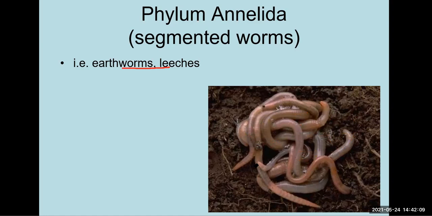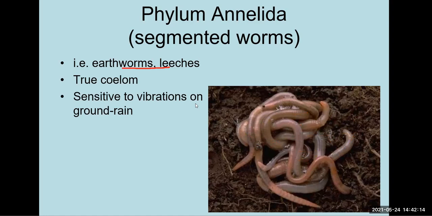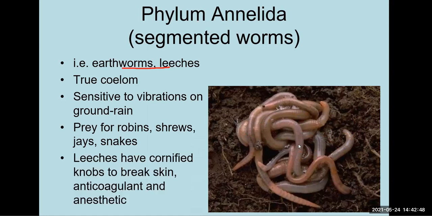What are their characteristics? Let's talk about them. They're very sensitive to vibrations. They can hear the sound vibrations on the ground or rain. They're very sensitive. Snakes, robins, the birds, shrews, and jays like to eat them.